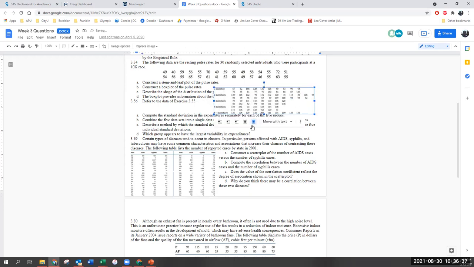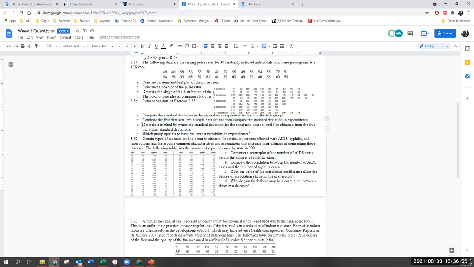Okay, so the first thing to realize is that you're computing for each, right? And then for part B, you're actually computing the standard deviation for the whole set. So you're just basically taking the grouping variable away. So there's no estimation whatsoever.